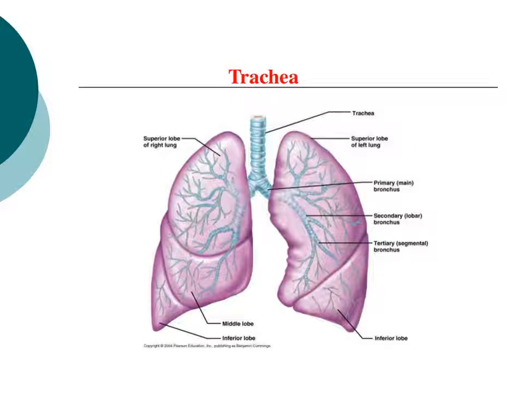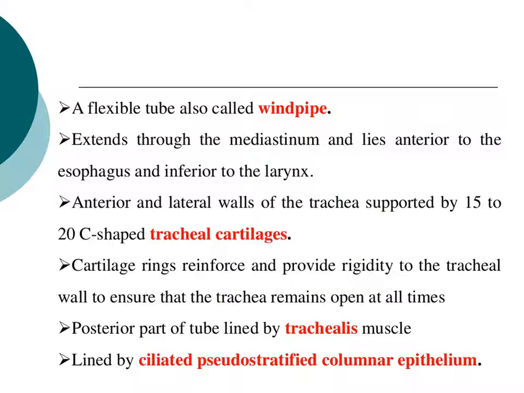Trachea. See the typical diagram of the trachea. A flexible tube, also called the windpipe, extends through the mediastinum and lies anterior to the esophagus and inferior to the larynx. Anterior and lateral walls of the trachea are supported by 15 to 20 C-shaped tracheal cartilages. Cartilage rings reinforce and provide rigidity to the tracheal wall to ensure that the trachea remains open at all times. Posterior part of the tube is lined by trachealis muscle, and the trachea is lined by ciliated pseudo-stratified columnar epithelium.